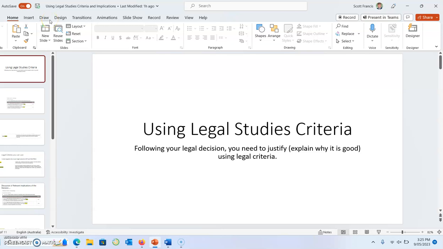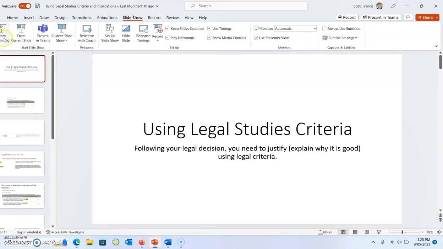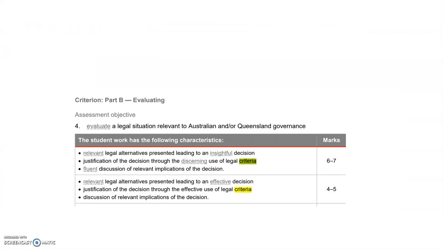I just wanted to go through the couple of ideas around how we finish our assignment. That is, using legal studies criteria to justify a decision, also talking about the implications, which is the last part of the section. So let's have a look at what we've got to do. Here's the criteria that we've got to look at.